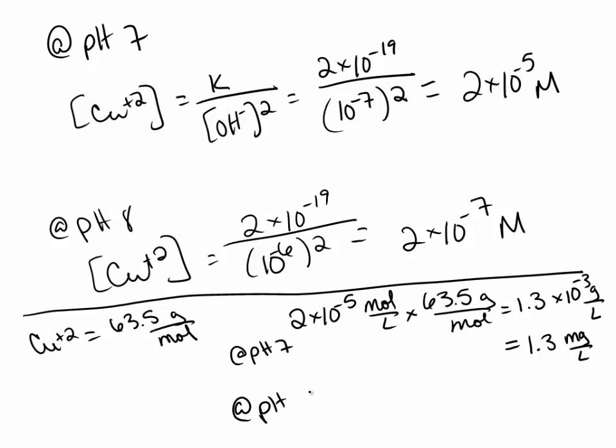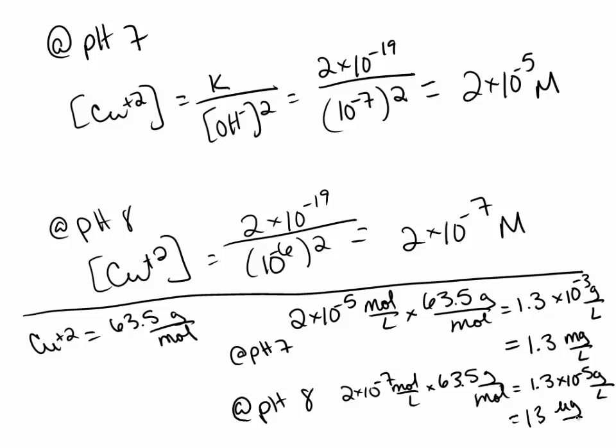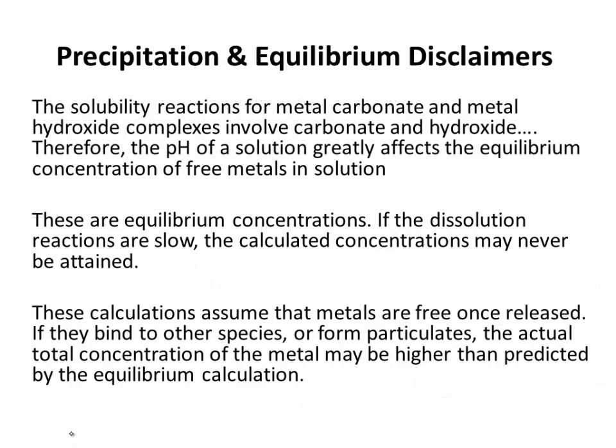At pH 8, we would use the same conversion, but we start with 2 times 10 to the negative 7. That yields 1.3 times 10 to the negative 5 grams per liter, which is equal to 13 micrograms per liter. It is more obvious, perhaps, that at pH 7 you have a much, much higher concentration of toxic copper than at pH 8. I'd like for you to consider this because when we get to the Safe Drinking Water Act, you'll see that there is a minimum pH that water distribution systems need to maintain to prevent dissolution of copper in your pipes.